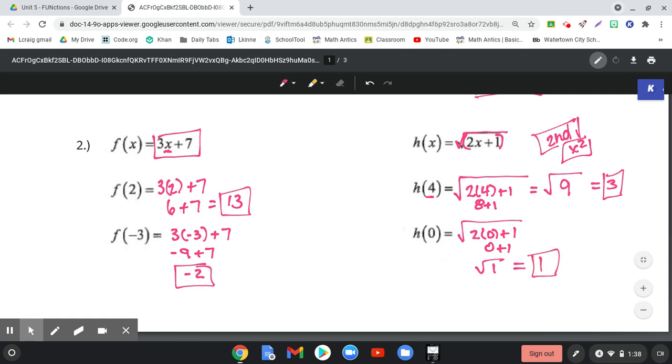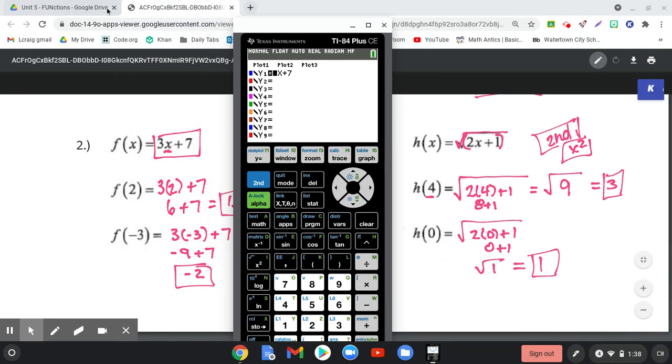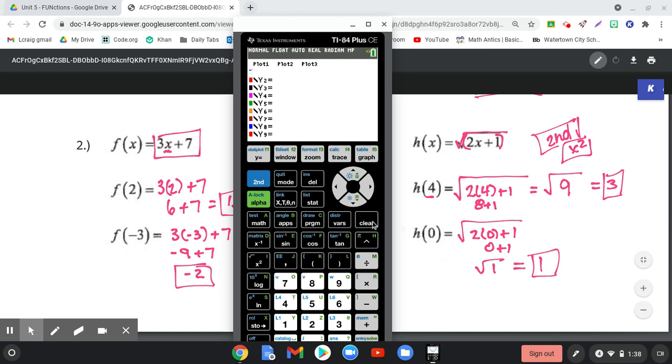All right, but again, I could have, right from the get-go, gone to my calculator, gone to y equals. Anytime you see function notation, square root, so second x squared, and type that in. 2x plus 1. I personally like using this because if you have a negative, if you don't put it in parentheses, it can mess up your answer. So this takes all of that into account, so you don't have to.